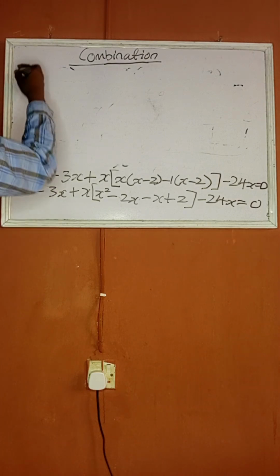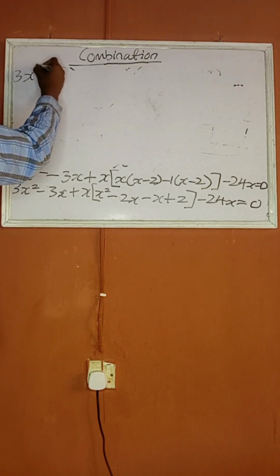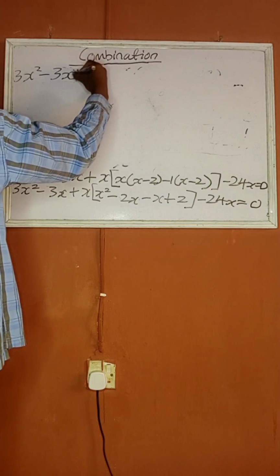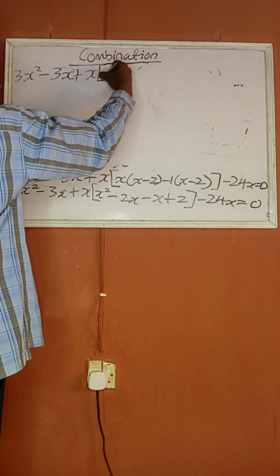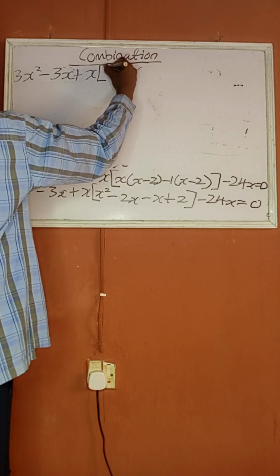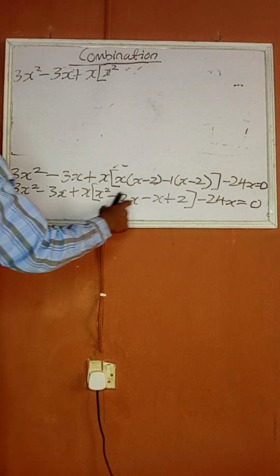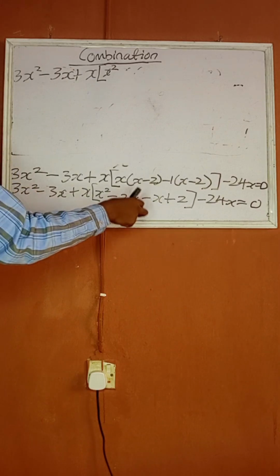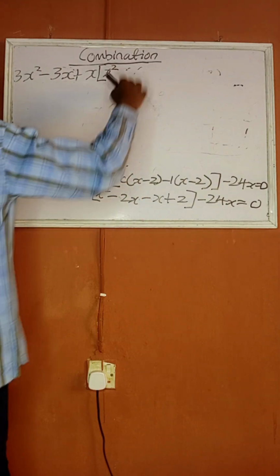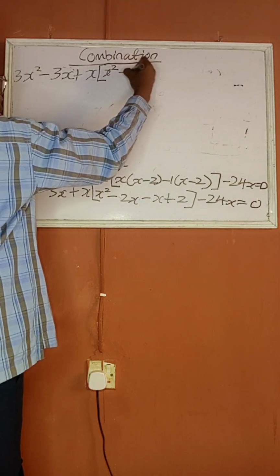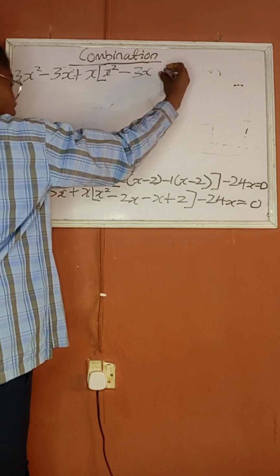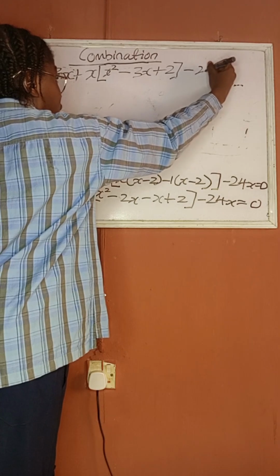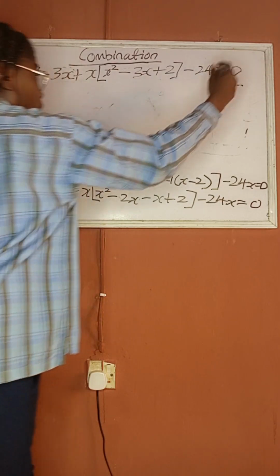So next is going to be 3x squared minus 3x plus x, open your special brackets, x squared minus 2x minus x. So if you are owing 2 naira and you are owing another 1 naira, that's going to give you 3 naira that which you are owing. So that's going to be minus 3x plus 2, minus 24 is equal to 0.